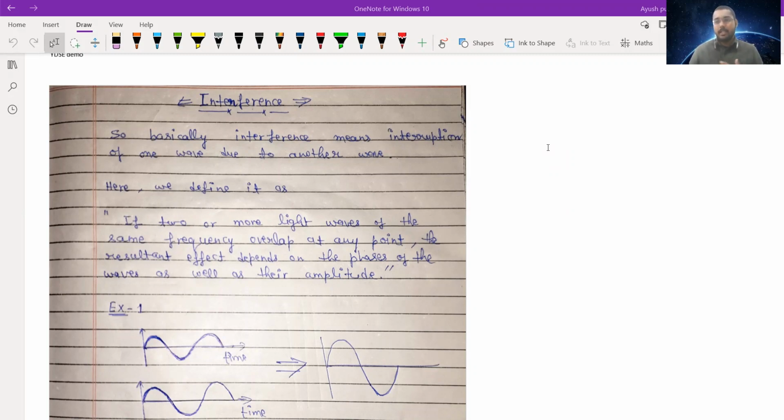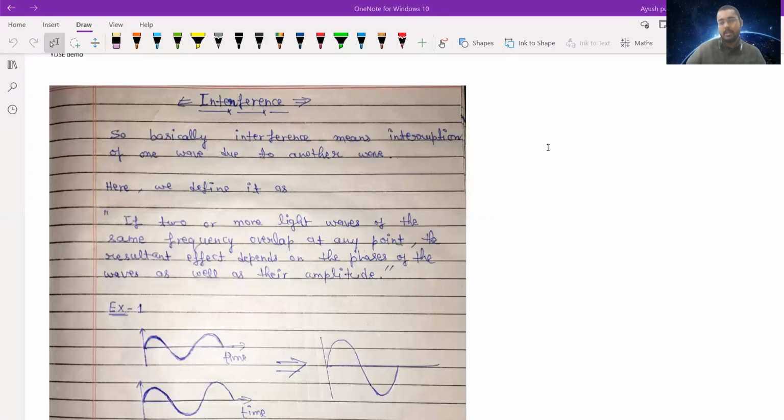In our daily talk, we always say: don't interfere in his life, don't interfere in my life. Actually, interfere means do not try to interrupt my personal life, or the personal life of any other person. So here, interference means interruption of one wave due to another wave. That is the general idea of interference.